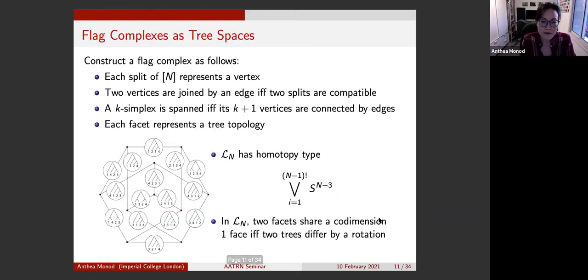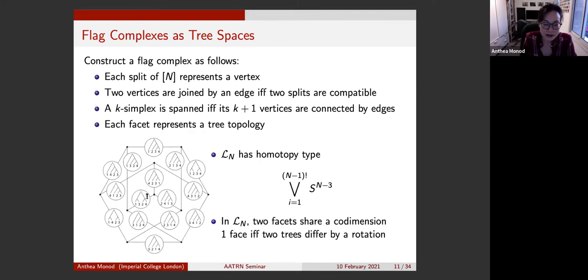From these splits, you can actually construct a flag complex. Each split of the leaf labels represents a vertex. So in your flag complex, you assign a vertex to each split of the leaf labels, and then you join two vertices by an edge if the two splits are compatible. Then you can go a bit further and say that a k-simplex is split if its k plus one vertices are connected by edges, and each maximal simplex here represents a tree topology.